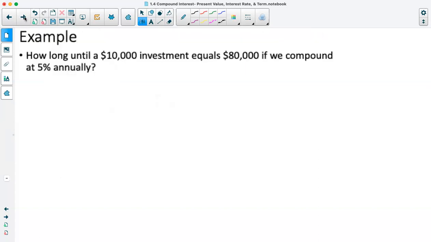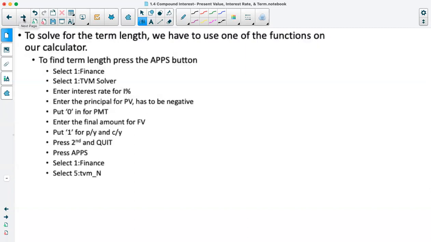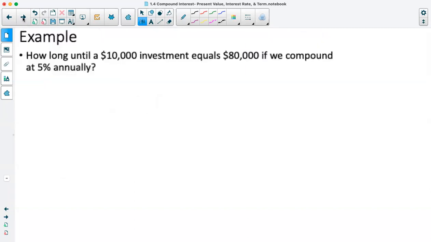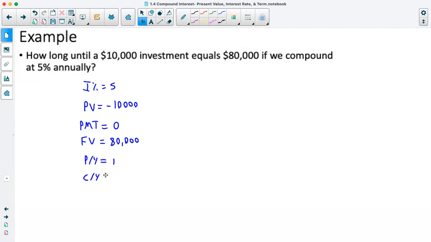So how long until a $10,000 investment equals 80,000 if we compound it 5% annually? So we'll follow those steps. So we are going to press apps, finance, and then TVM solver. When that screen comes up, where it says I percentage, we'll put 5 in. For present value, we'll put negative 10,000 in. For PMT, we will put 0 in. For future value, or FV, we put 80,000 in. P/Y is 1, C/Y is equal to 1.